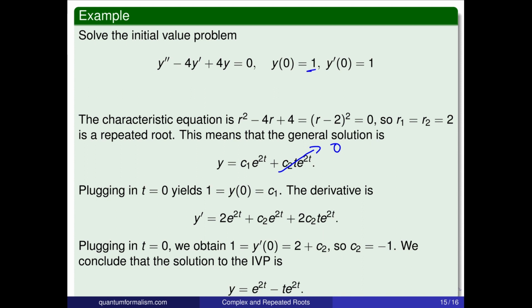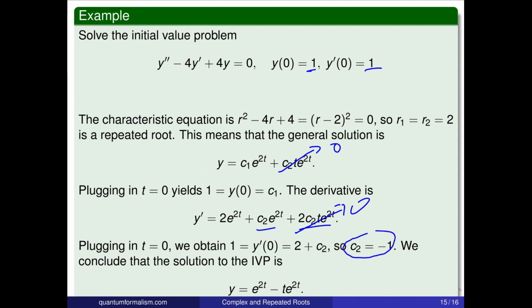Now we can plug that in and then take the derivative. We have to use the product rule again. So I'll end up with 2 e to the 2t plus c2 e to the 2t. This is the term where you take the derivative of t. This is the term where you take the derivative of e to the 2t in the product rule. We plug in t equals 0 again, and once more, this term involving a t will go to 0. And so we have 1, which is y prime of 0, should be equal to 2 plus c2, right? The e to the 2t's will both be 1. So we have 2 plus c2, and so that tells us that c2 is equal to minus 1.